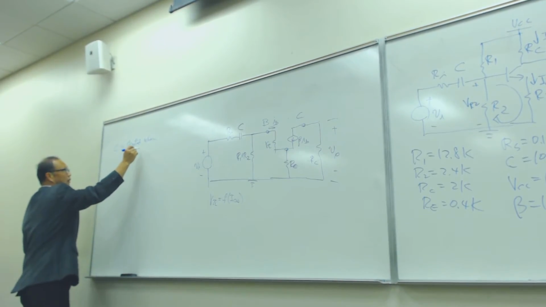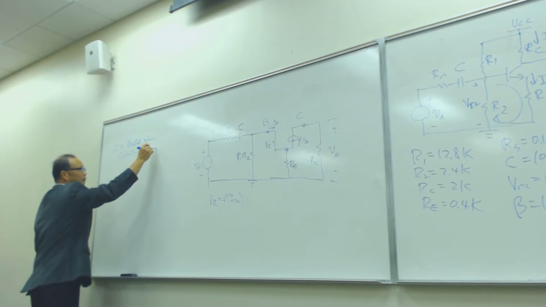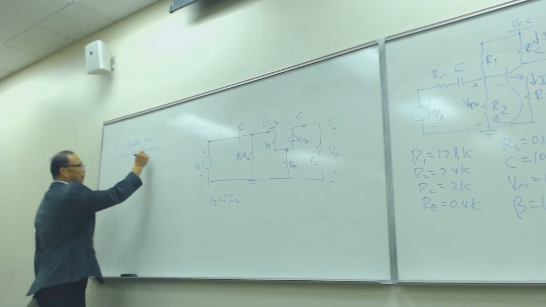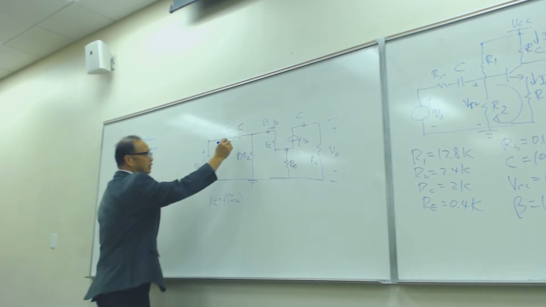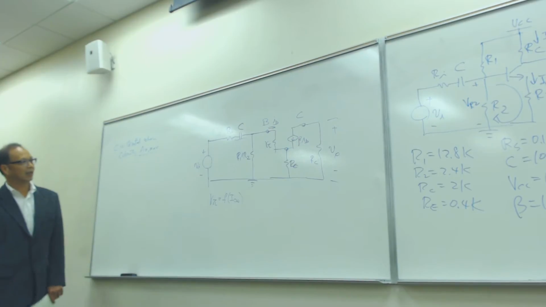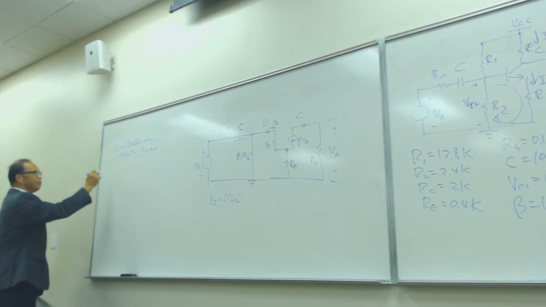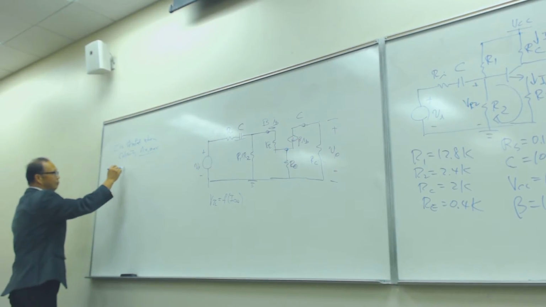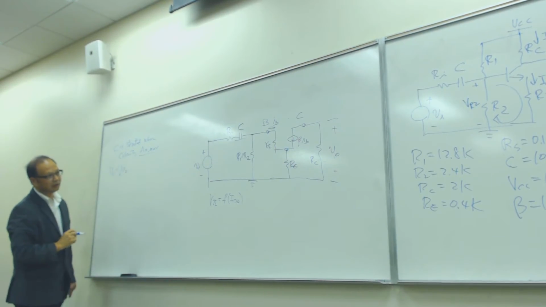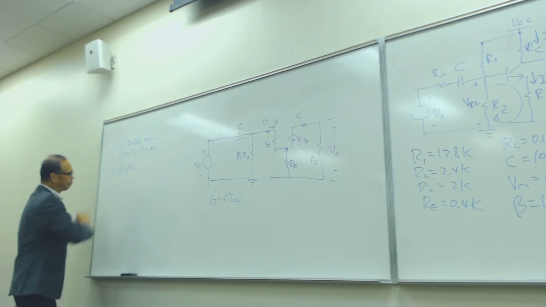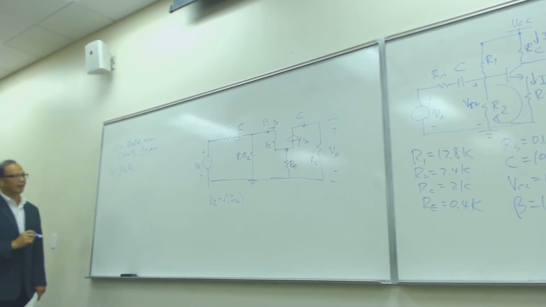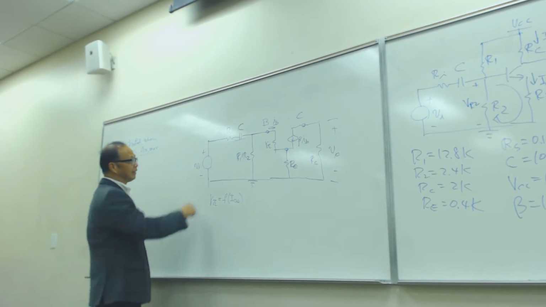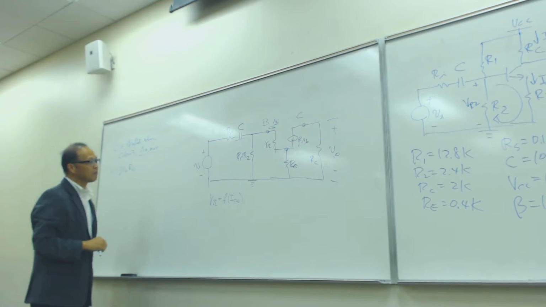When calculating A sub B max, okay? So let's do that. Now if you short this guy, what is V sub O? V sub O is equal to minus beta I sub B times R sub C, correct? And what is V sub I? Well, this guy is going to make it more difficult.